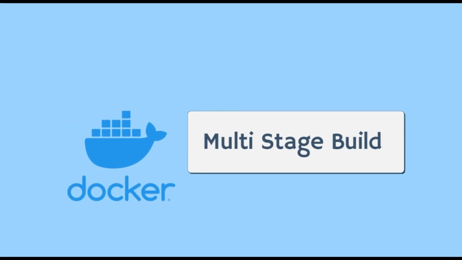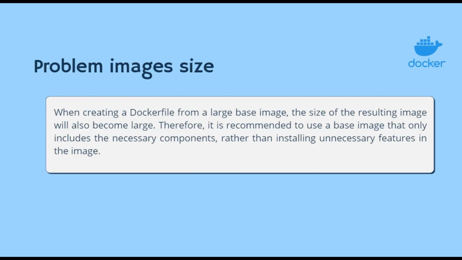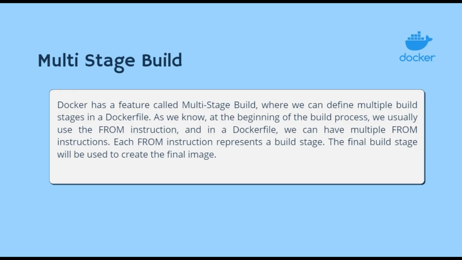Multi-Stage Build. When creating a Dockerfile from a large base image, the size of the resulting image will also become large. Therefore, it is recommended to use a base image that only includes the necessary components, rather than installing unnecessary features in the image. Docker has a feature called Multi-Stage Build, where we can define multiple build stages in a Dockerfile.